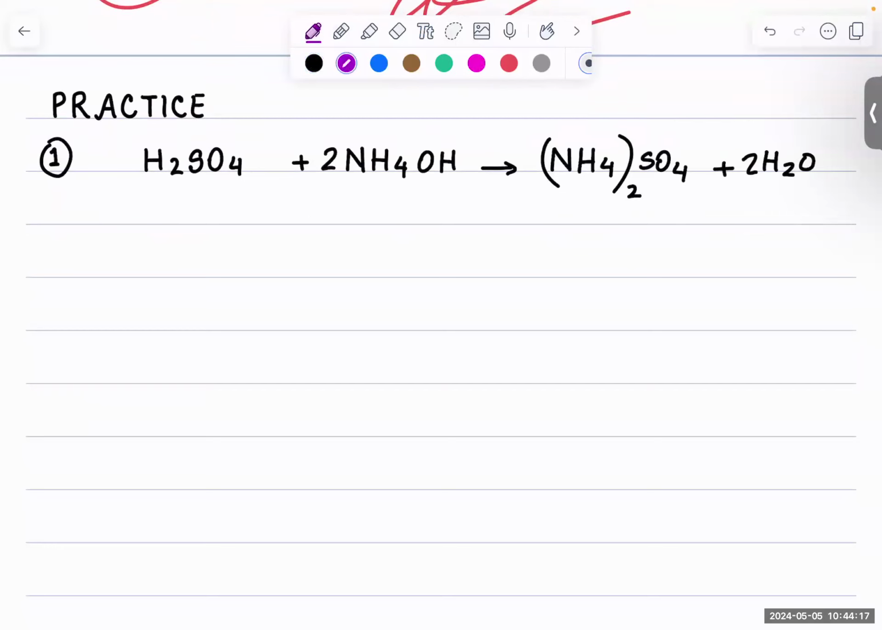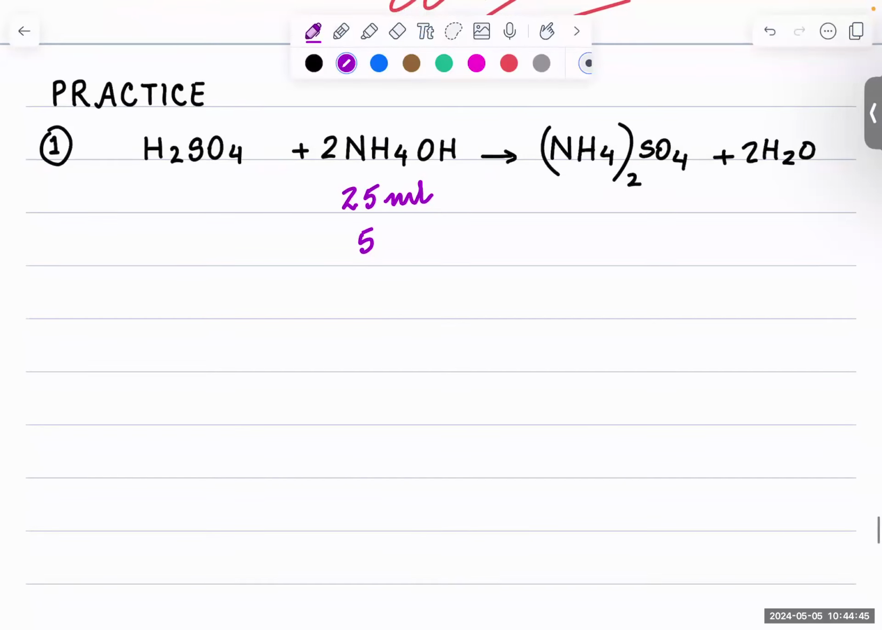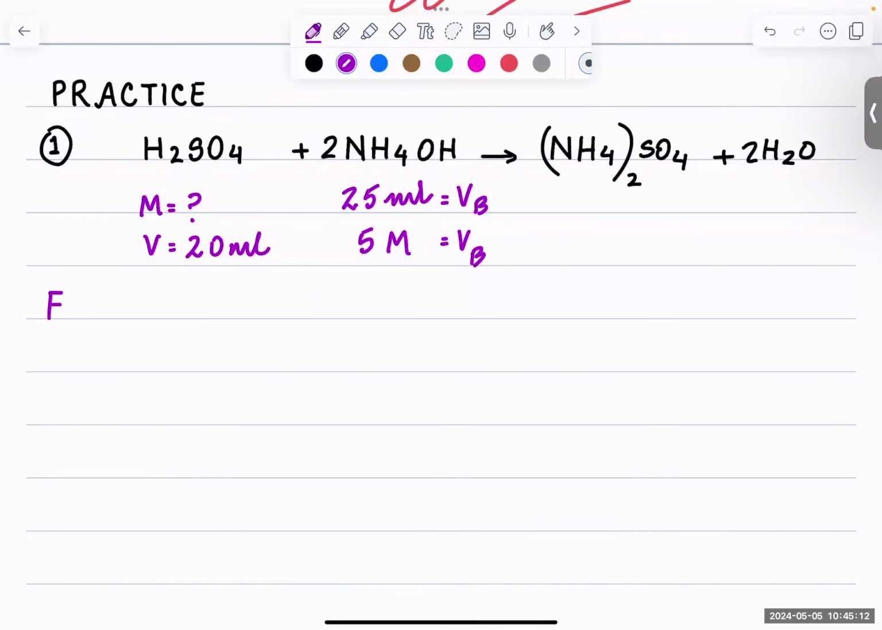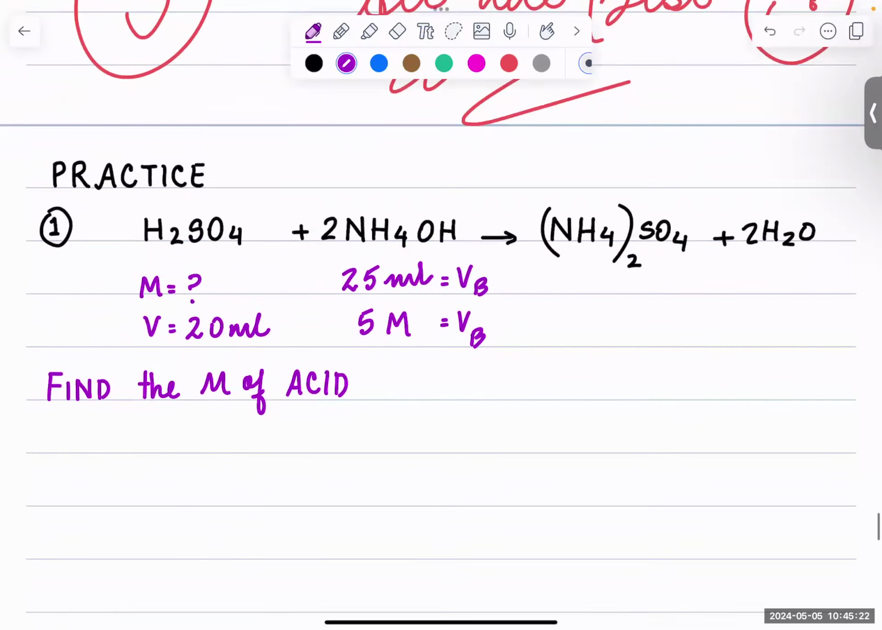Okay, so here I'm going to give you 25 milliliters of NaOH, 5 molar. So the volume is given and the molarity is given, and this is a base. You find the molarity of the acid when the volume is 20 ml. So find the molarity of this acid. Okay, so this is one question.